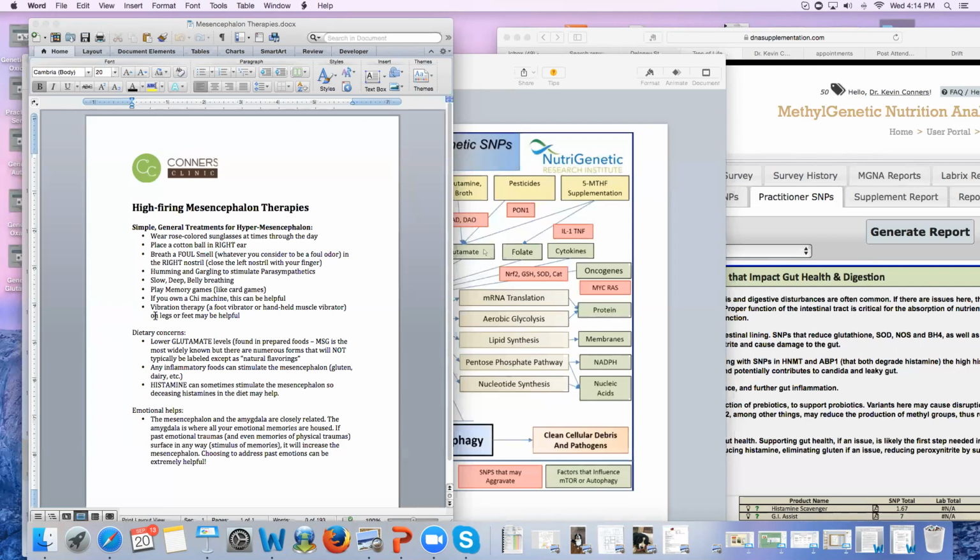Because what you're doing is calming the noise that's coming from the right side into the right temporal lobe, because stimulation of the left temporal lobe inhibits the mesencephalon. So putting a cotton ball or an earplug in the right ear helps calm the mesencephalon because you're inhibiting it through the left temporal lobe. I won't get into the details of that, but it works.